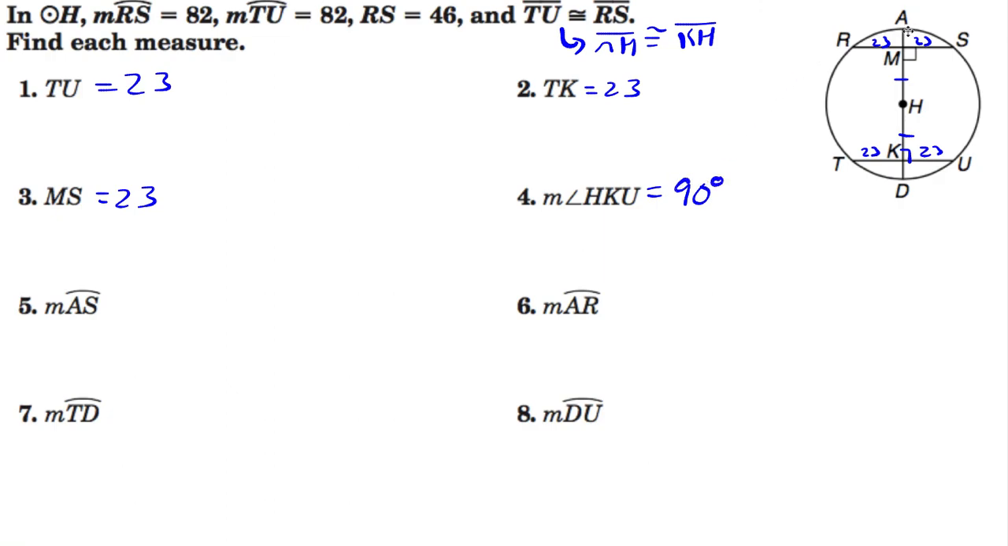The measure of the arc AS, well, if the measure of the arc RS is 82, don't forget our theorem that says we can bisect the chord also says we can bisect the arc. So this is 41, and that's 41. So the measure of this is 41. The measure of AR is also 41. And then for TD and DU, 41, 41, notice those are the same arcs, those are the same chords, so they are going to be the same measurements as well.